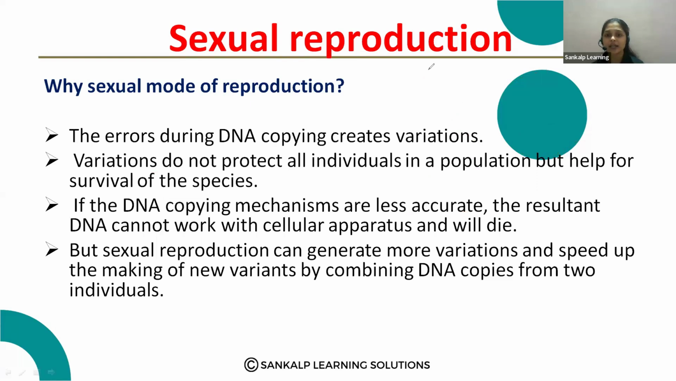In sexual reproduction, what happens? There are two parents. Just consider male and female. Okay, male and female, they combine to produce the new organism. This new organism, generated by the sexual reproduction, has more variation than its parents.